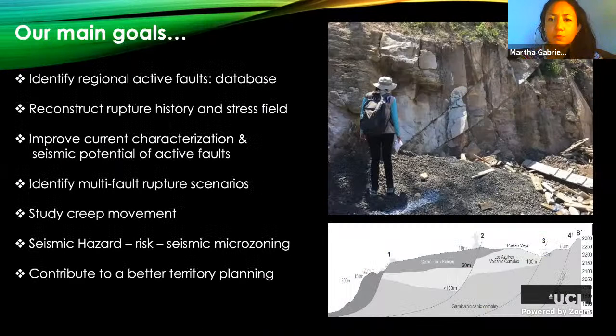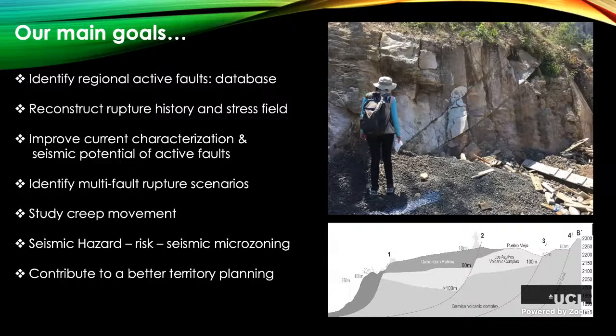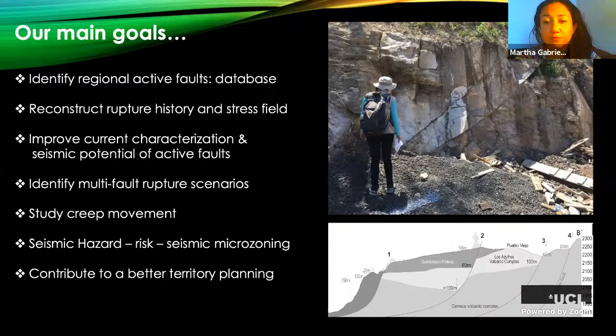We are working on a database of active faults within the basin and overall in central Mexico. We are characterizing the faults and their seismic hazard potential. Most of them have slip rates between 0.17 and 0.27 millimeters per year, with single section rupture magnitudes between 6.2 and 7. We want to characterize the rupture, their geometry at depth, and identify multi-fault ruptures and fault segmentation. We hope these studies help for the seismic hazard assessment and in the future for seismic risk and for better territory planning.